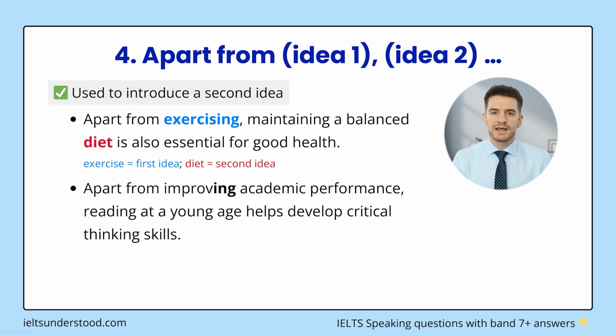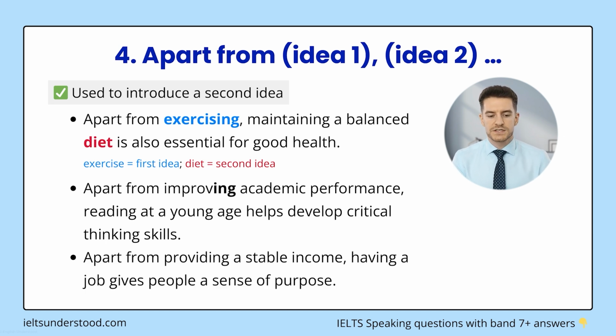Apart from improving academic performance, reading at a young age helps develop critical thinking skills. Now have a look at the word improving. Why do I have an ing with improving? Well, it's because when we use apart from, we normally talk about an idea. And an idea is a thing. So to turn improve, the verb, into a noun, we simply have to add an ing, and this makes it a gerund, a word which acts as a noun. Let's look at the last example now.